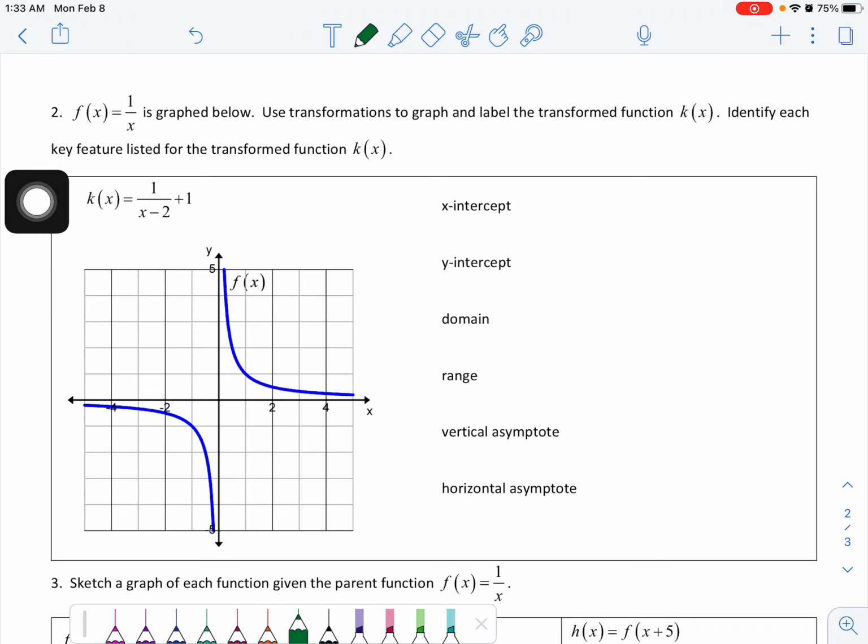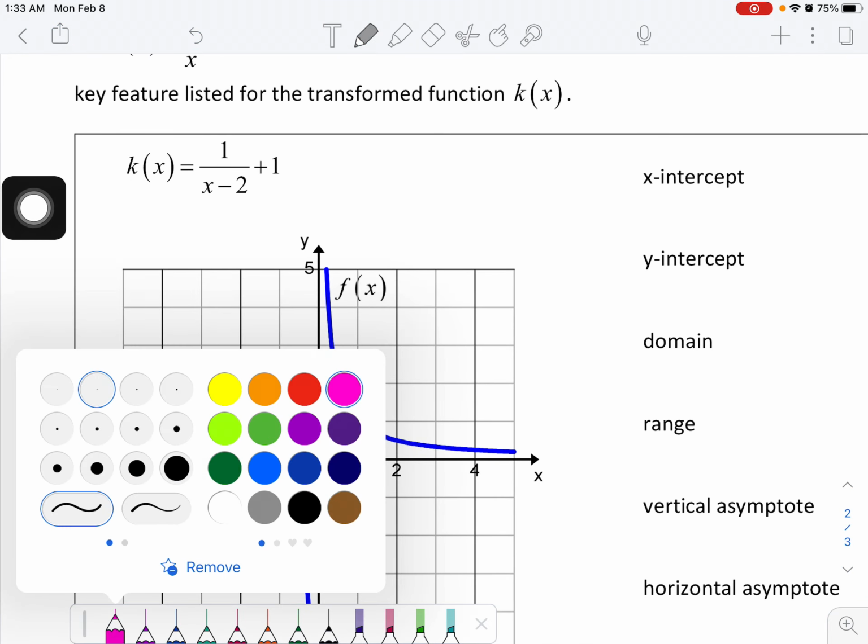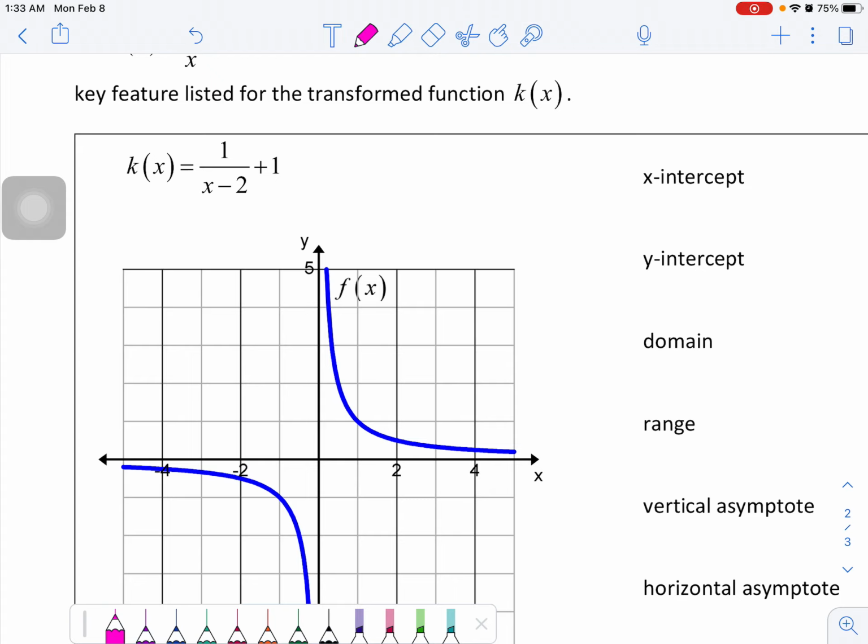We've got 1 over x graphed in blue, and we want to use transformations to graph and label the transformed function k of x. So k of x is right here. And then for k of x, we're going to list out all the key features. So let's start by looking at k of x and seeing what kind of transformations we're dealing with.